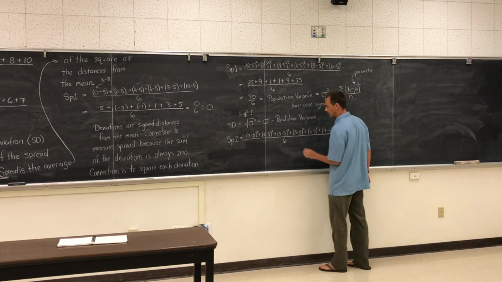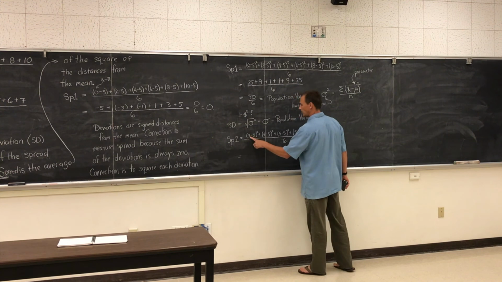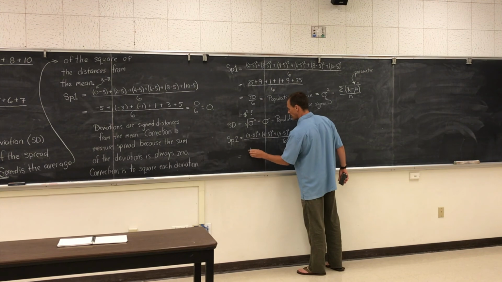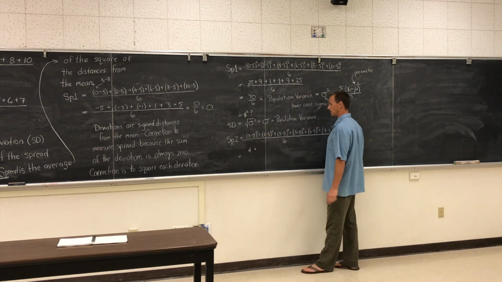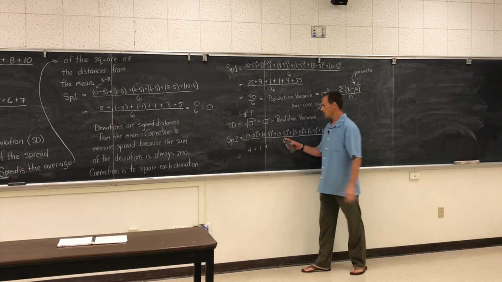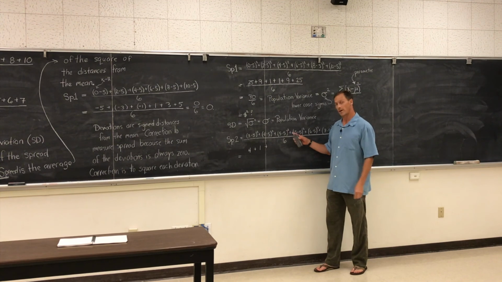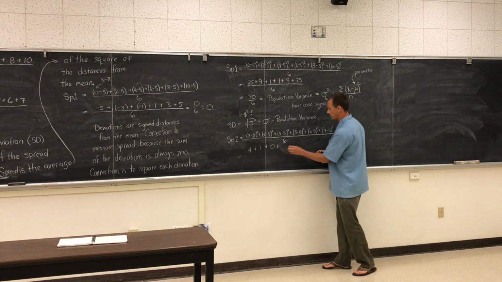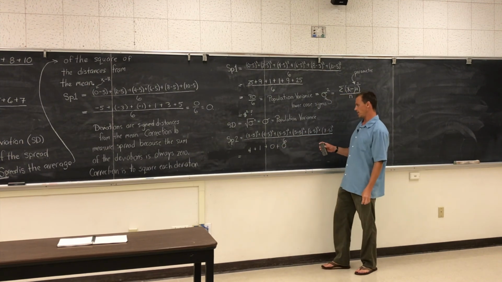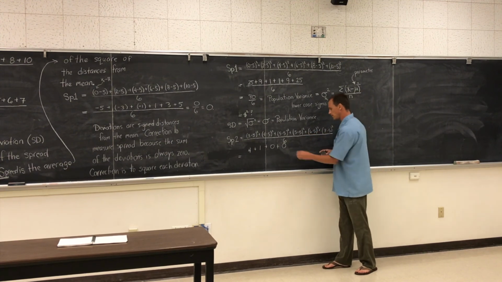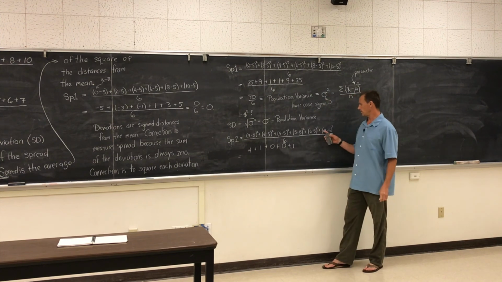divide it by 6, and this is 3 minus 5, that's negative 2, but we square it to get 4. Plus, 4 minus 5 is negative 1, we square it to get 1. Plus, 5 minus 5 is 0, square it, it's still 0. Plus, 5 minus 5 is another 0, kind of got bunched up there. Plus, 6 minus 5 is 1, square it for 1. Plus, 7 minus 5 is 2, square it for 4.